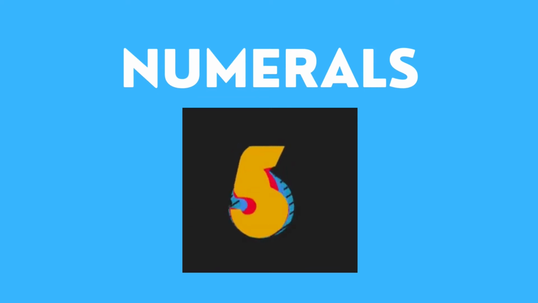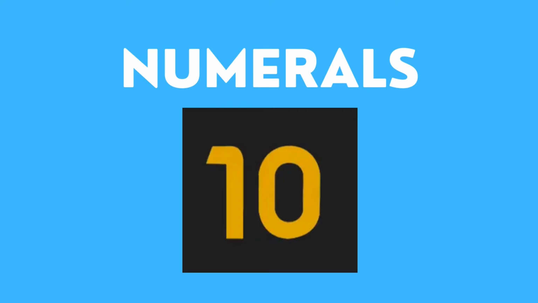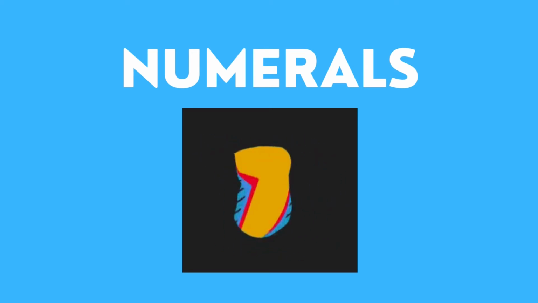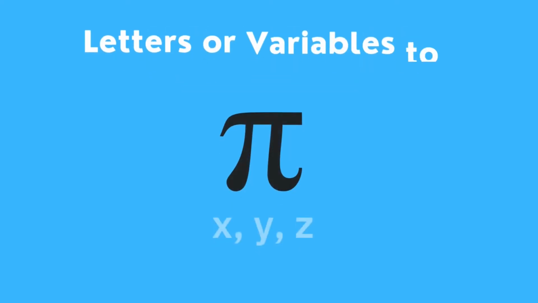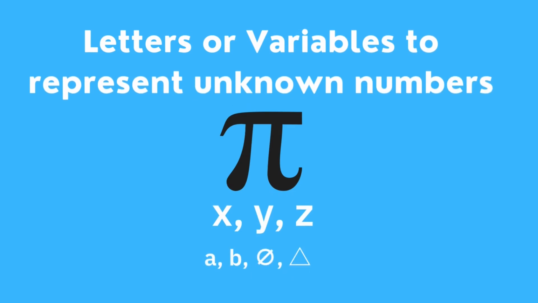The first one is numerals. A numeral is a word expressing a number, such as 0 to 9 and so on. The following are the common symbols used for variables. And the second one is the letters or variables to represent unknown numbers.